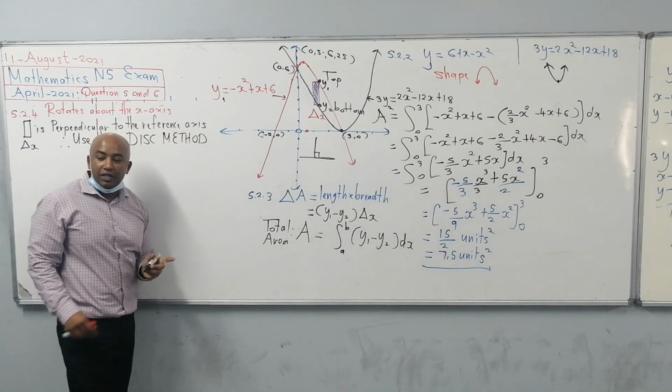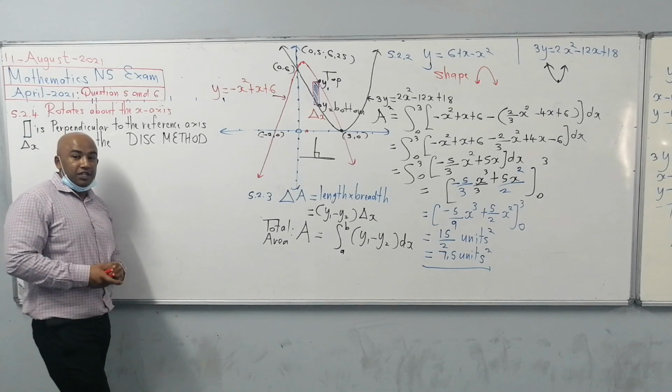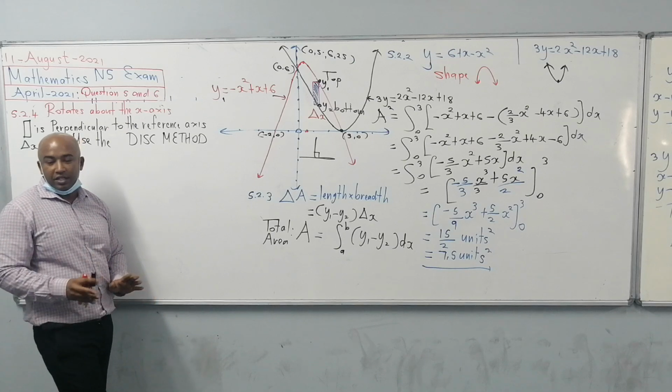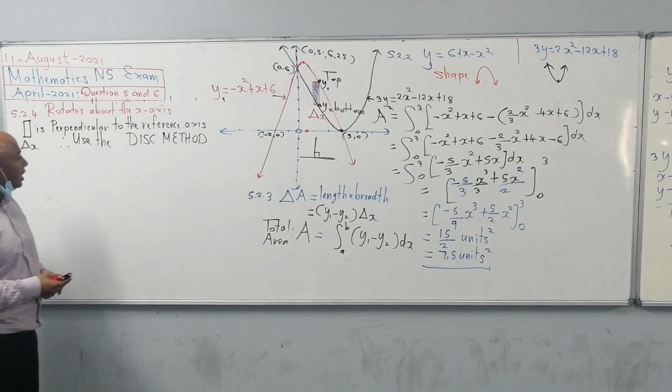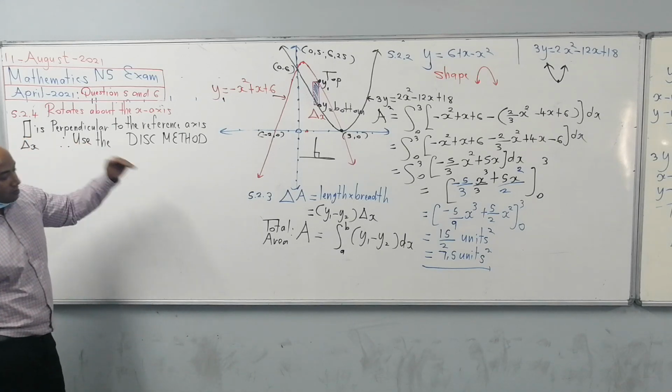There's another method you're going to learn, but not now, next semester in N6. That's called the shell method. Then you have to know exactly which one to use, this or shell. In fact, you'll have a choice. You can use any method you want to. Now, so when it is perpendicular, we use the disk method.